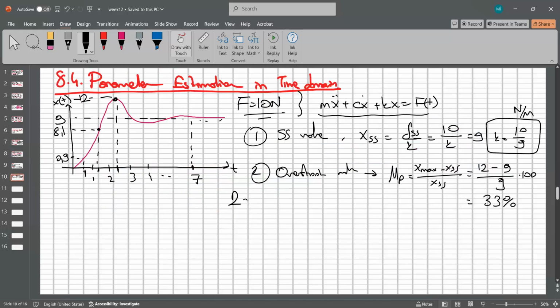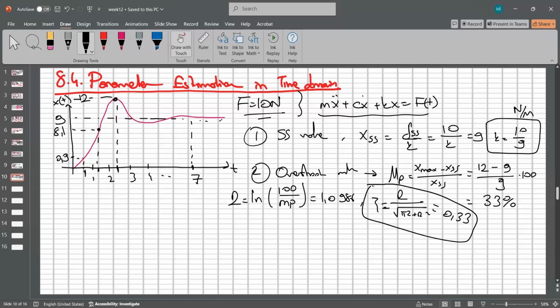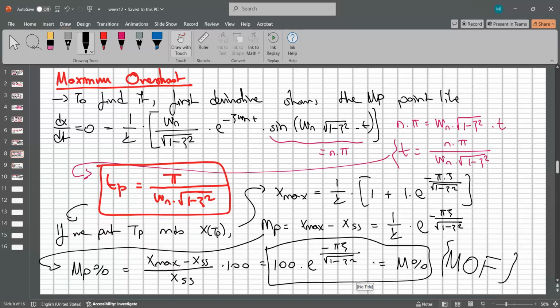another formula in here. r is equal to ln(100/MP), which is equal to 1.0986. And so the zeta value is also equal to r divided by the square root of pi square plus r square, which is equal to 0.33. Okay, the zeta can be found by using this term. In this case, we have this formula, and so we pull the zeta value from this one.